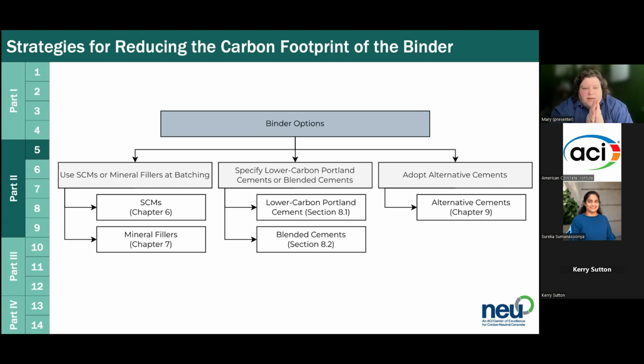The third bin we put binder options into is to just scrap Portland cement altogether and adopt a whole new alternative cement. There's a whole bunch of them out there, and they are a whole new wild west world. They have different chemistries, different performance. Sometimes they need different tests to analyze them, but they can achieve some pretty amazing things. So this is how we organized the question of how you address the carbon density of the Portland cement.